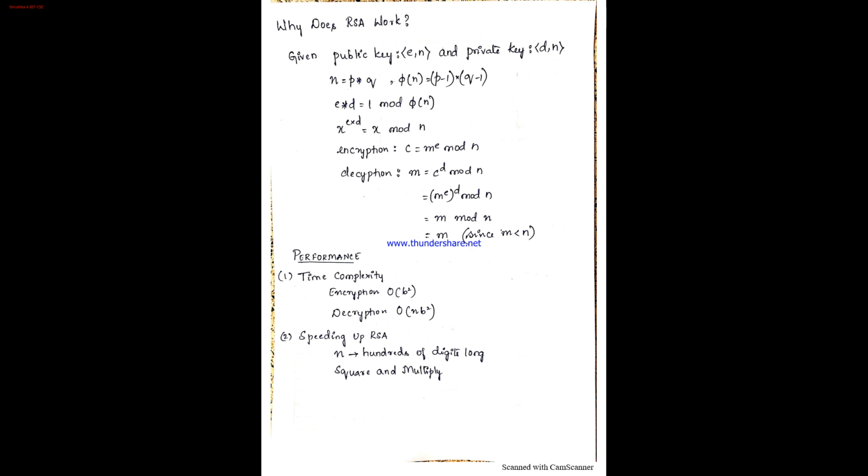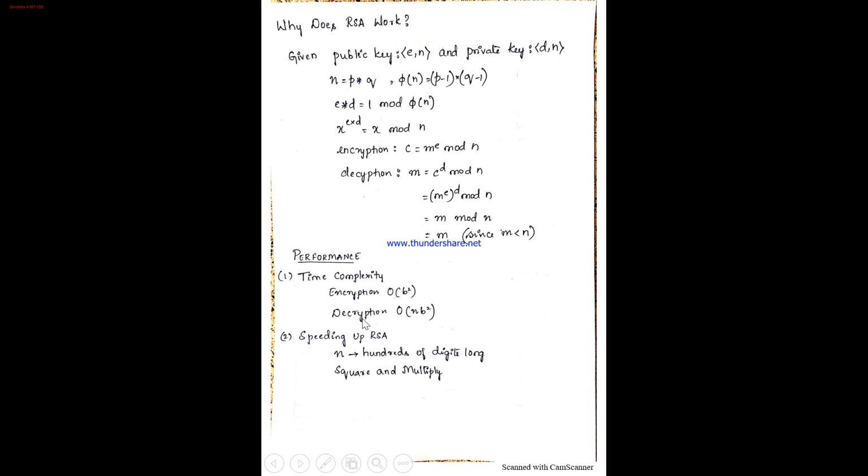complexity. We also know encryption keys usually will be small, because I'll be considering smaller numbers that have to be co-prime with phi of n. Since the encryption key will be smaller, its time complexity is big O of b square.